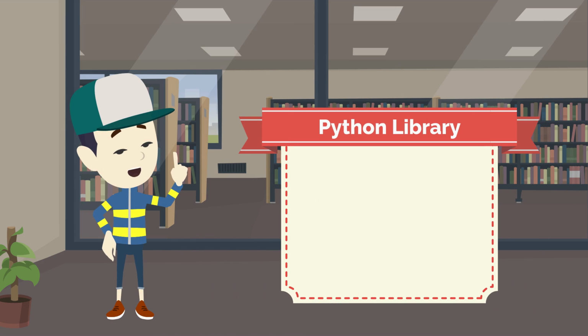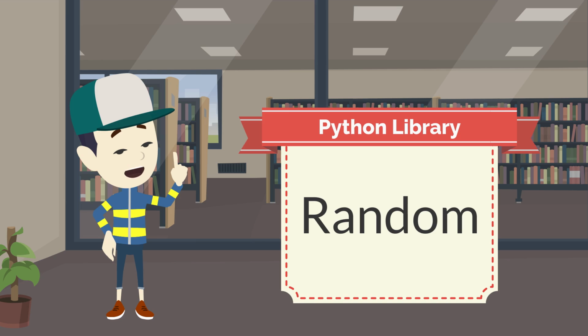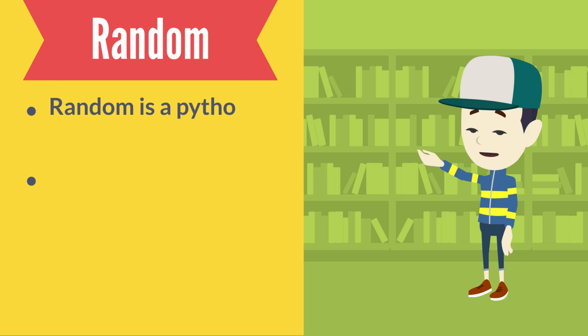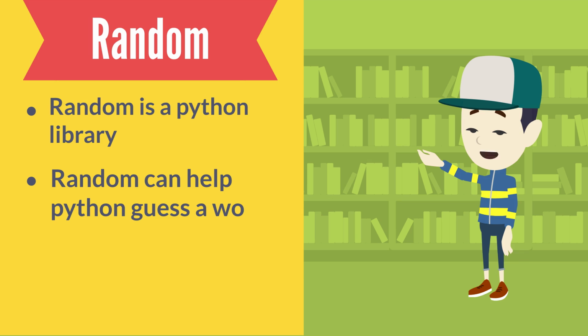Similar to our books library, Python also has libraries which we can use. A Python library is Python code which somebody already wrote and gave it a name. We can use it anytime when we need it. We will use a library called Random for our game. Random is a Python library. Random can help Python guess a word.